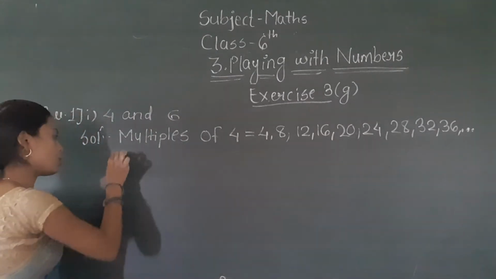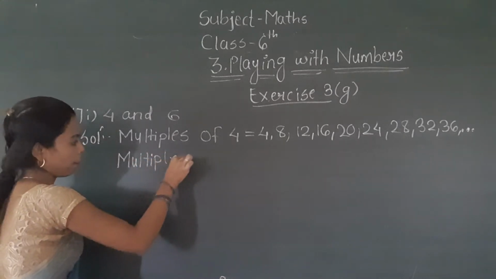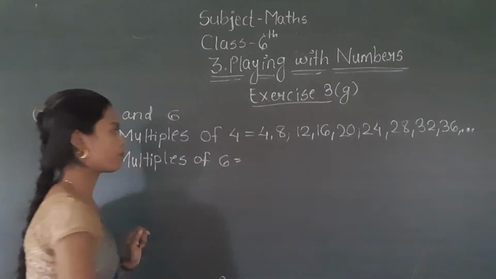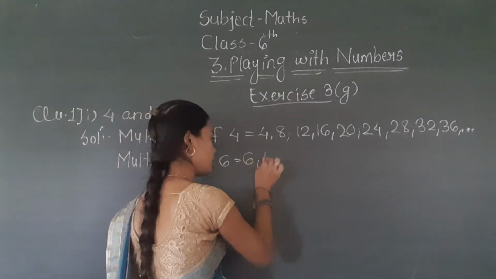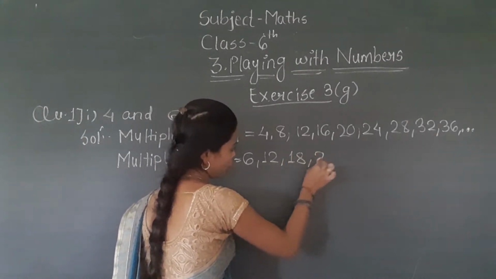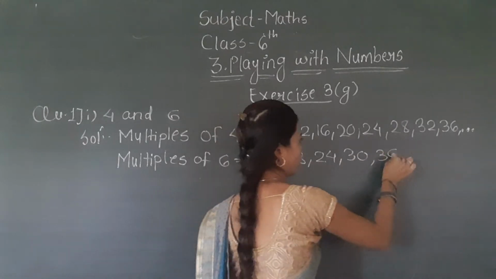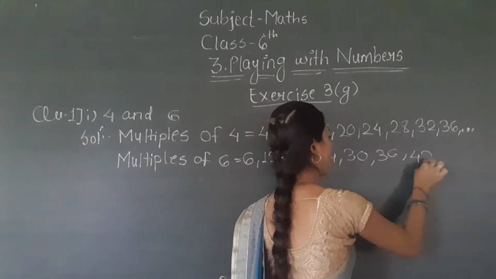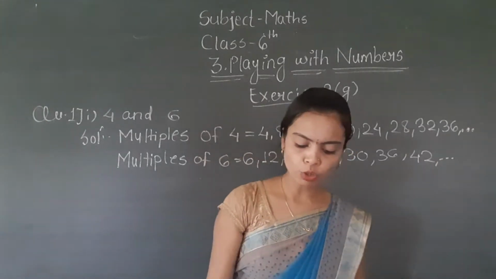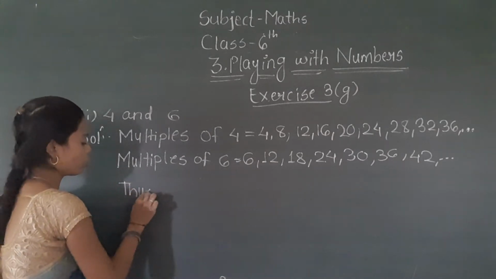Now the multiples of 6. Multiples of 6 is equals to 6, 12, 18, 24, 30, 36, 42, and so on. Okay, so these are the multiples of 4 and 6. Now find out the common multiples. What are the common multiples?